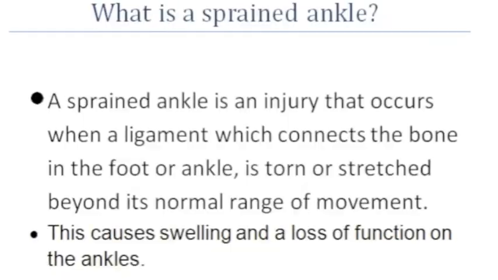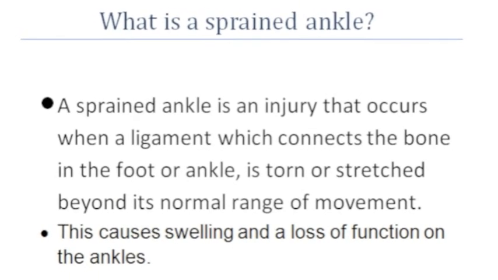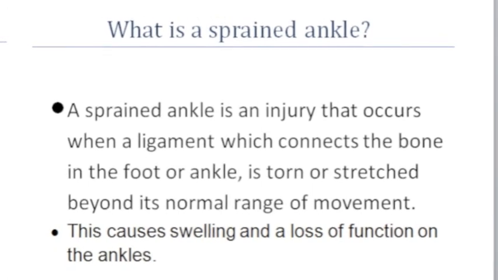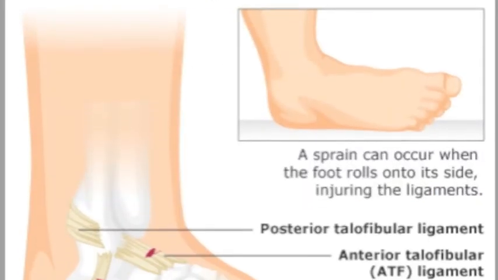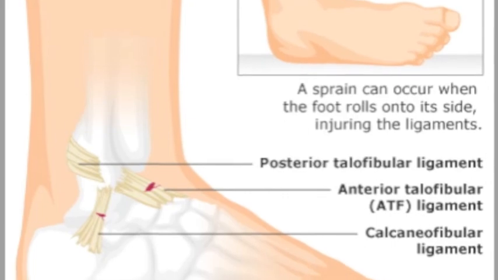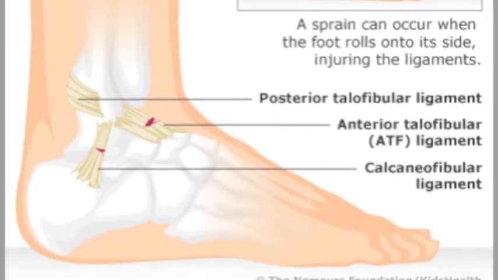What is a sprained ankle? A sprained ankle is an injury that occurs when a ligament which connects the bone in the foot or ankle is torn or stretched beyond its normal range of movement. This can cause swelling, pain, and loss of function.